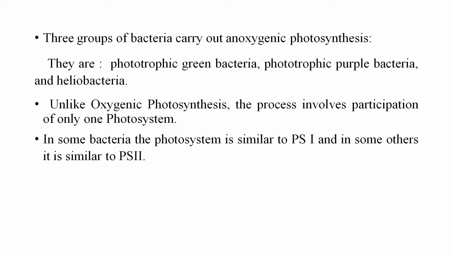Now we'll see what organisms follow this anoxygenic photosynthesis. Mainly three groups of bacteria carry out anoxygenic photosynthesis. They are phototrophic green bacteria, phototrophic purple bacteria, and heliobacteria.